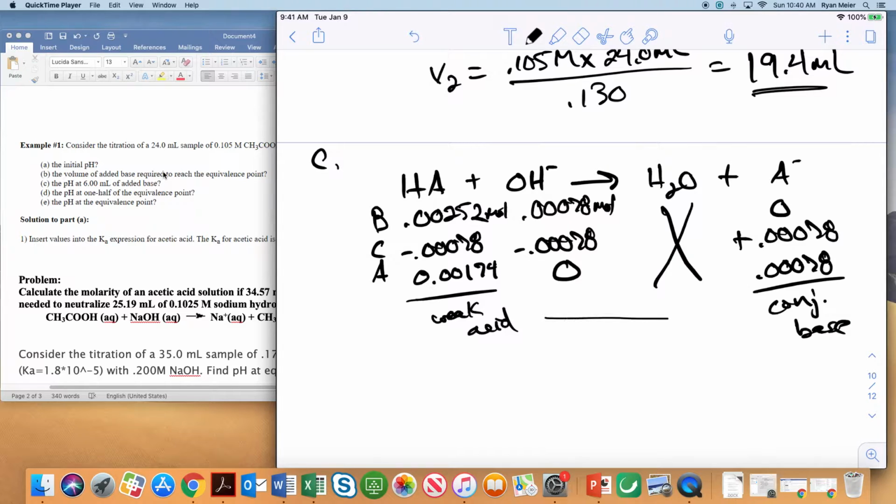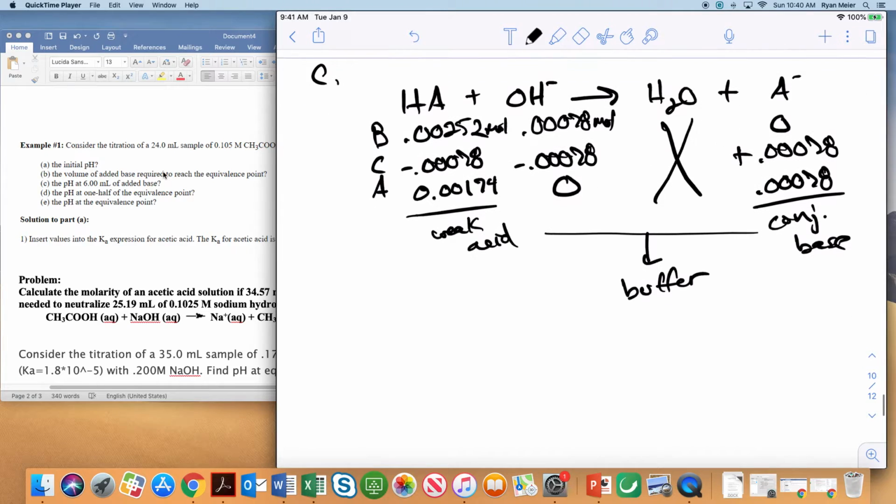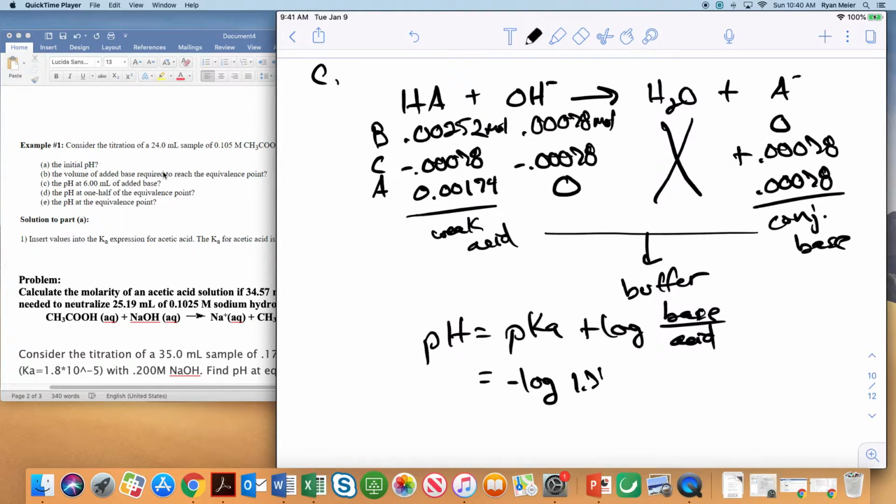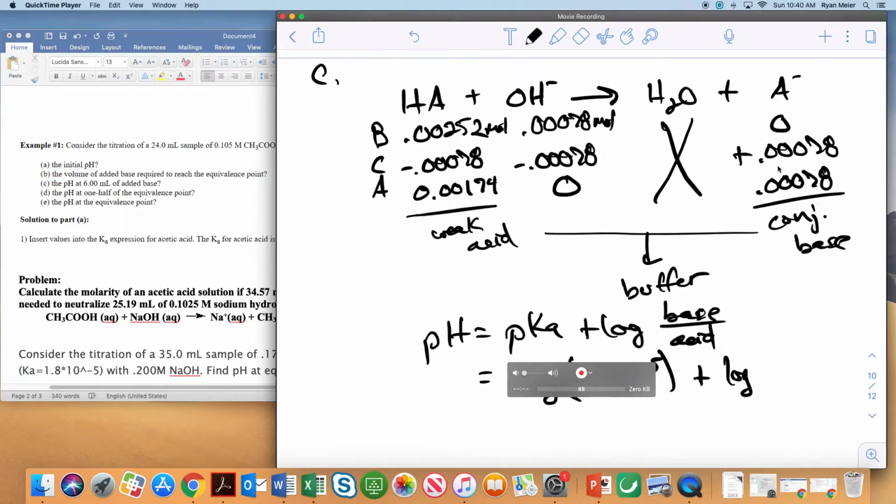If I have a weak acid and a conjugate base, those together make a buffer, which means if I want to find my pH, I can use the Henderson-Hasselbalch equation. pH is pKa plus the log of the base over the acid. Right, and so if I'm going to plug all my pieces in here, pKa, so negative log of my Ka, which is 1.77 times 10 to the minus 5, is what they gave us for acetic acid, plus the log of my base, which, when they ask for that, is the final amount of the conjugate base in your BCA table.